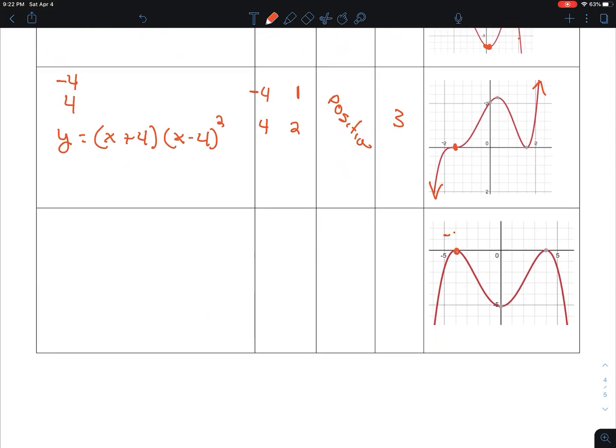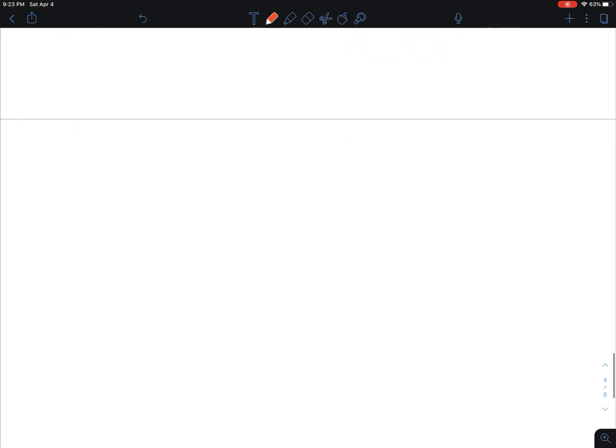Okay? And the last one, I have zeros at -4 and 4. And they're both even because it touches the graph there. So they're both even multiplicity. So my graph could be x plus 4 squared times x minus 4 squared. And my leading coefficient is negative. And the lowest degree it could be is 4. So that's going to make that negative.